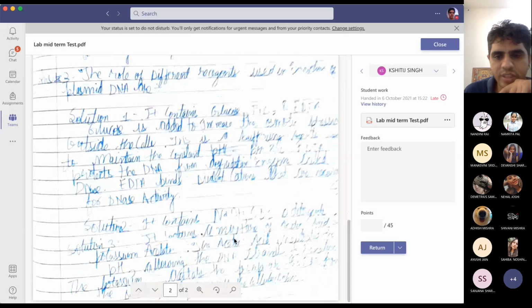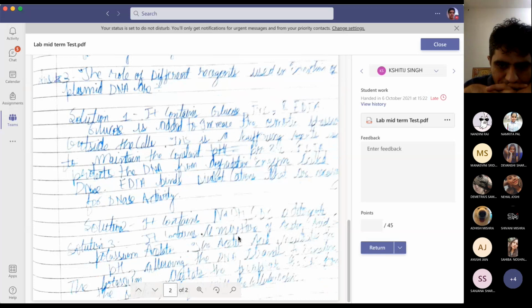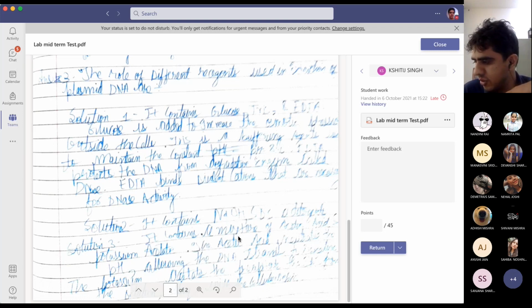Now read solution 3. It contains a mixture of acetic acid and potassium acetate. The acetic acid neutralizes the pH, allowing the DNA strand to renature. The potassium acetate precipitates the SDS from the solution along with the cellular debris. Okay, this is your best-written answer. Even in this, you did not describe solution 2. So still I am giving you 4 marks for it.